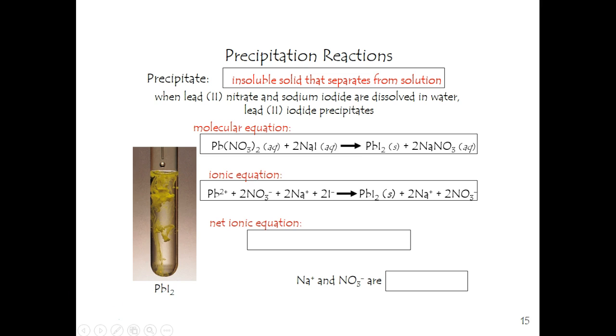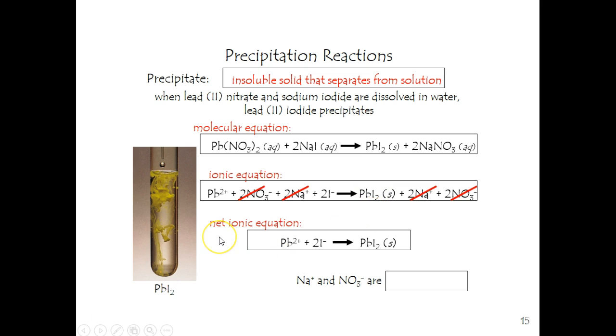So take them all. Lead nitrate: so you've got lead plus the two nitrate ions. They're all dissolved. Sodium iodide: sodium and iodide. 2 sodium, 2 iodide, etc. You write them all down. This one doesn't show them as being aqueous or not, so you just leave them blank, and leave the precipitate in the form of a solid.